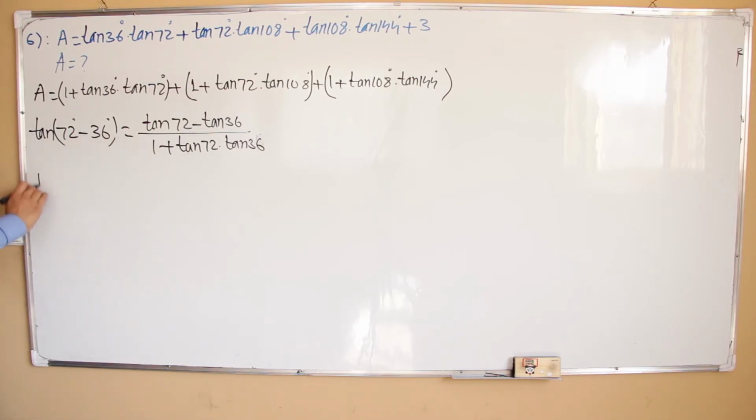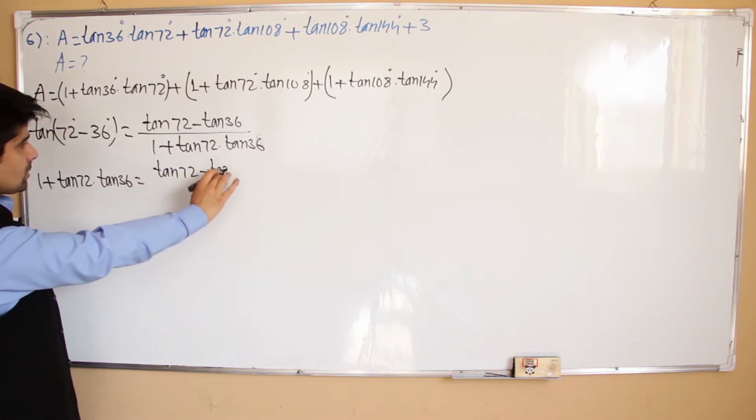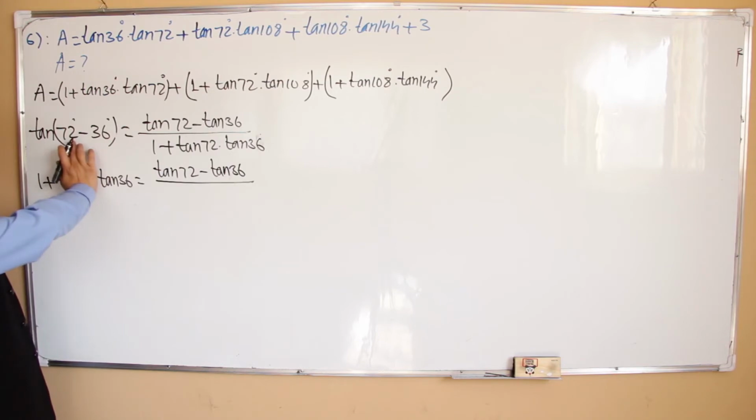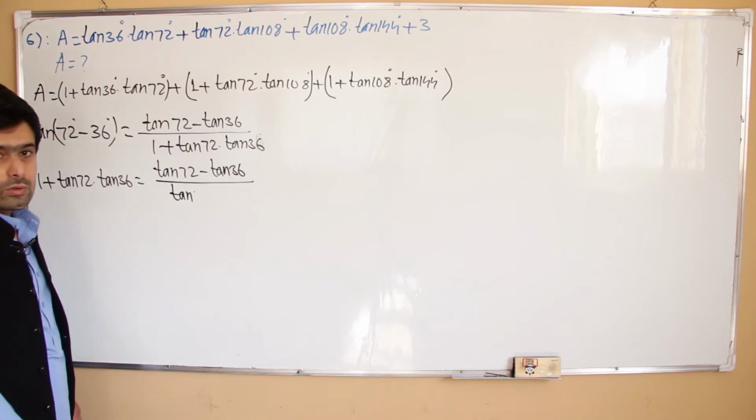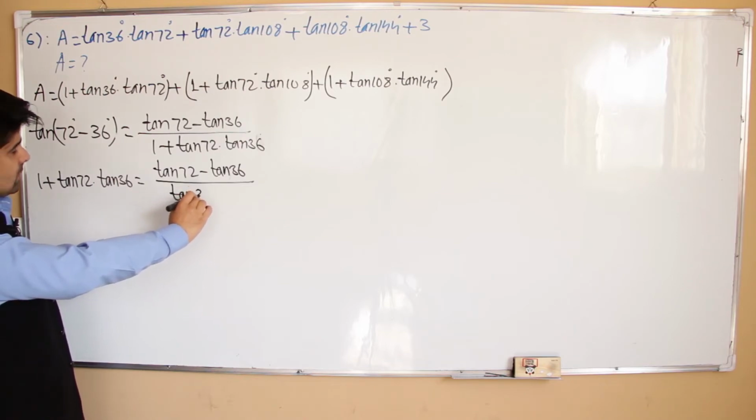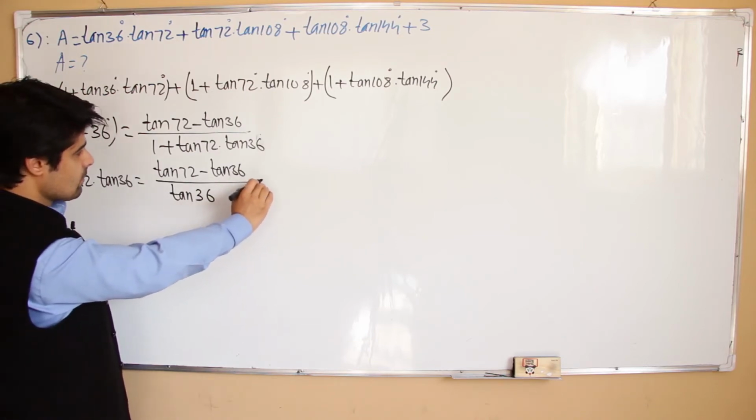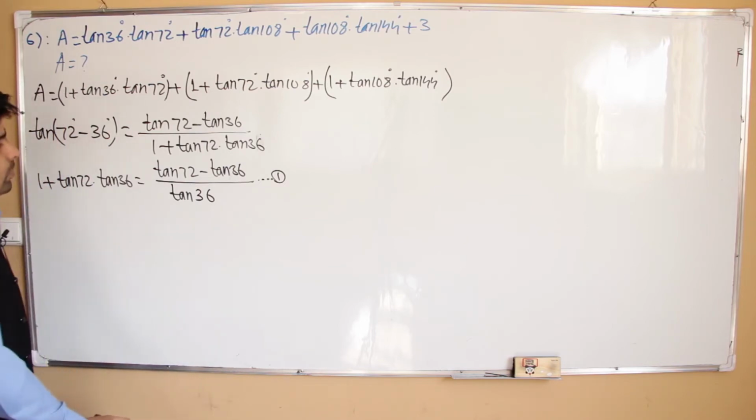Yes. So you will have 1 plus tangent 72 times tangent 36 degree is equal to tangent 72 minus tangent 36 divided by tangent 72 minus 36, which is tangent 36. Yes. All of them are in terms of degree. This is our first equation. Am I right? Yes. Now, here, listen to me.